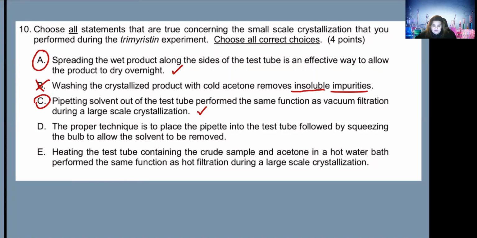D, the proper technique is to place the pipette into the test tube, followed by squeezing the bulb to allow the solvent to be removed. That is incorrect. That is an improper technique. Remember, the proper technique is to first squeeze the bulb, then insert, and then let it fill with air. So D is incorrect. And last but not least, heating the test tube containing the crude sample and acetone in a hot water bath performed the same function as hot filtration during a large-scale crystallization. That's also incorrect, right? We're not performing hot filtration in this experiment. There are no insoluble impurities.